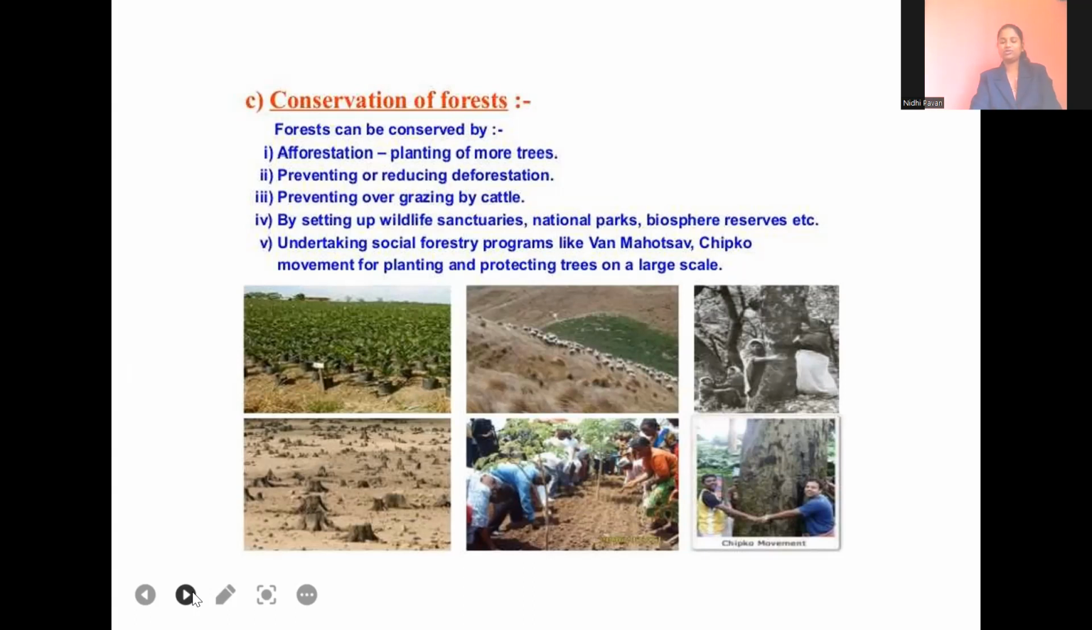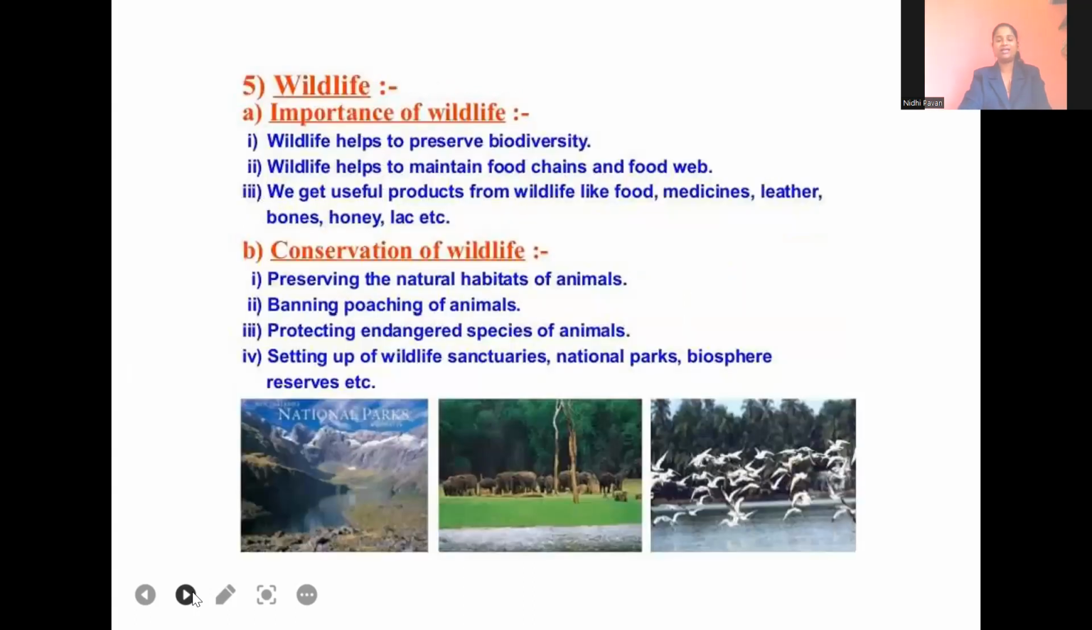In the next session, no, we will complete wildlife in this session only. So wildlife means the living organisms which are there in the forest. The life which is living in the forest is called wildlife. So, what is the importance of wildlife? It helps to preserve biodiversity. If the wild animals are there, we usually will not go to those areas, right? Then the forest will be conserved.